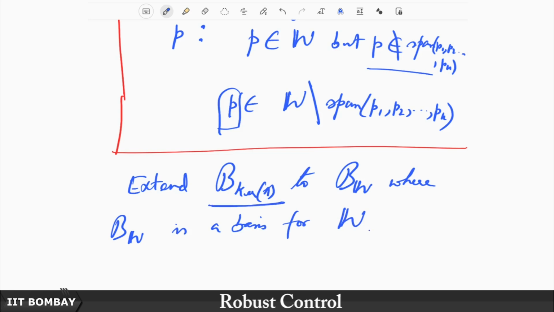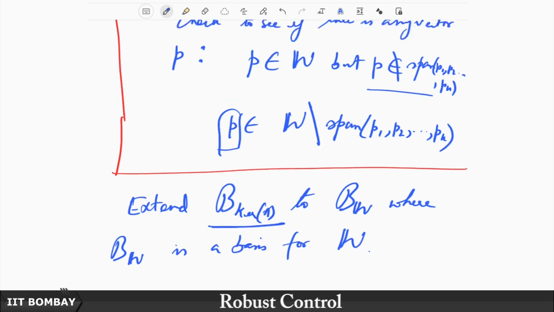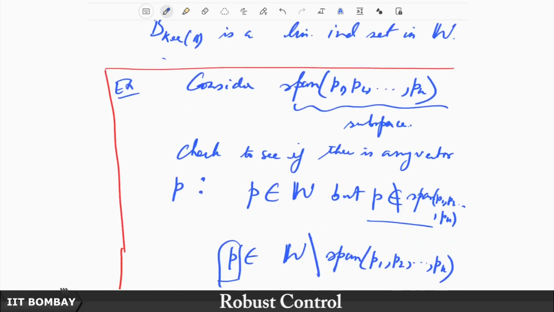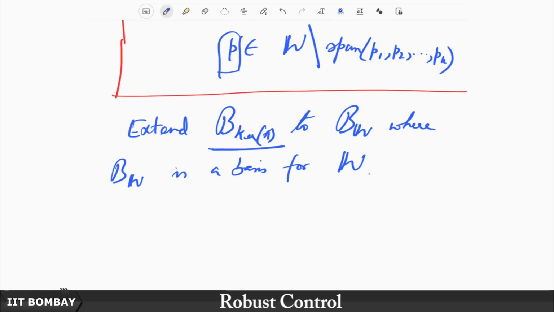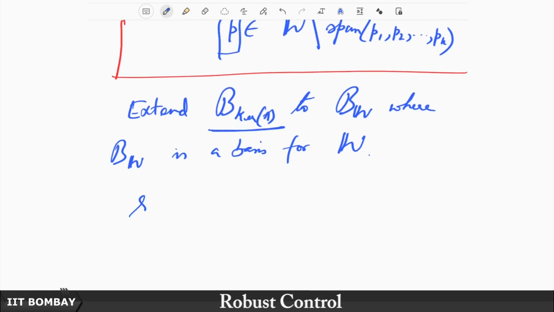Because look, this set is after all a linearly independent set in W, as I have just shown you here, and any linearly independent set in a vector space can be extended to be a basis for the vector space itself. So, this can be done, this is doable.